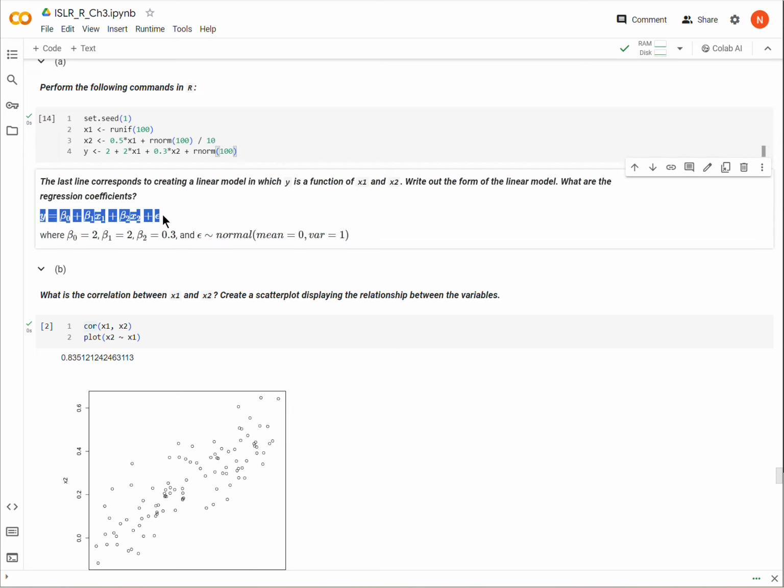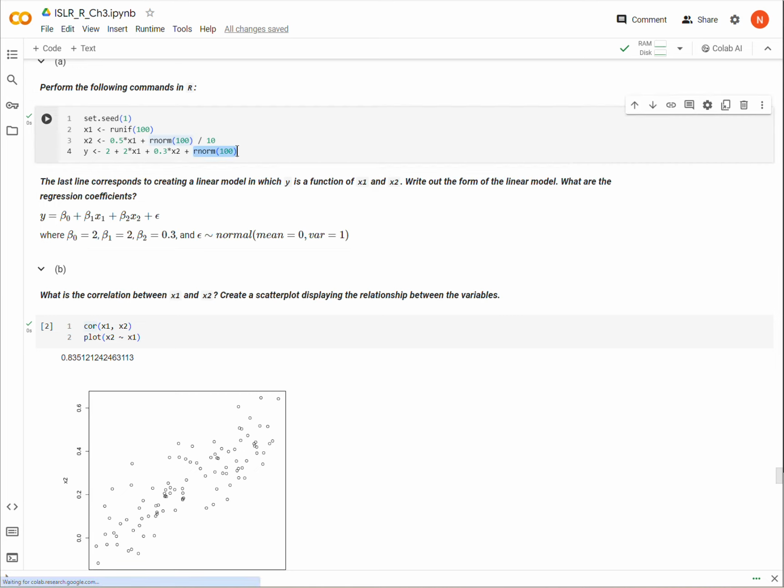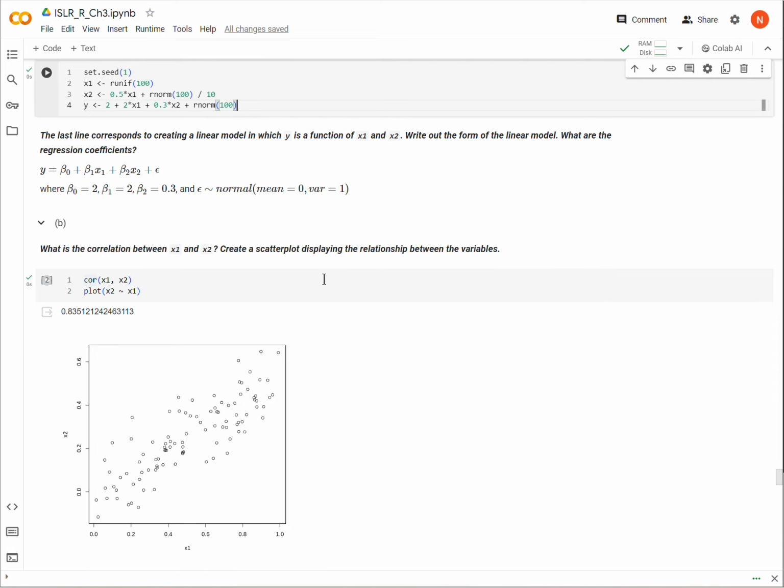So the linear model looks like this, okay, where beta naught, the intercept, is 2 here, where beta 1 is also 2, and beta 2 is 0.3. Okay, and there's also an epsilon term right here, that is this random component. And so our norm just gives us 100 values from a normal distribution with mean 0 and variance and standard deviation 1.